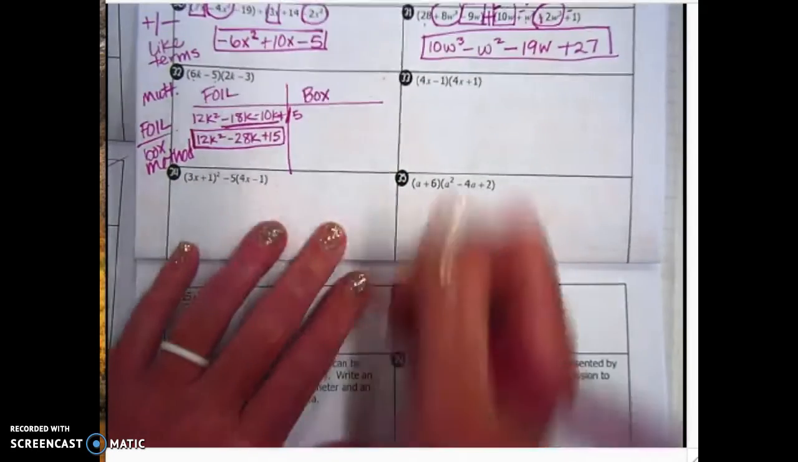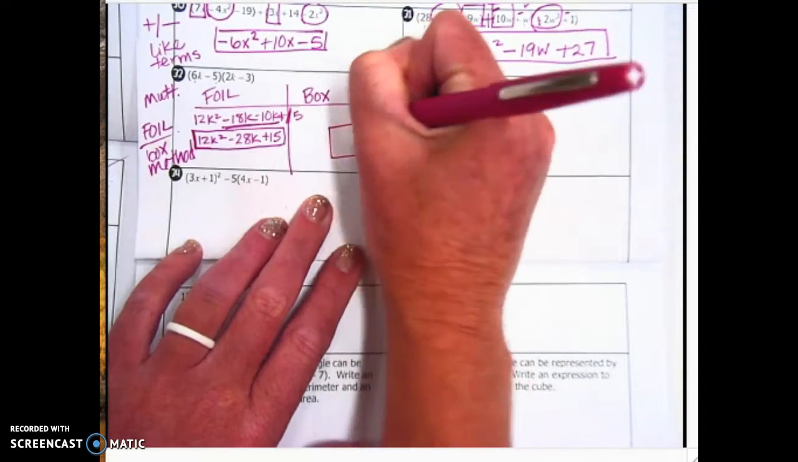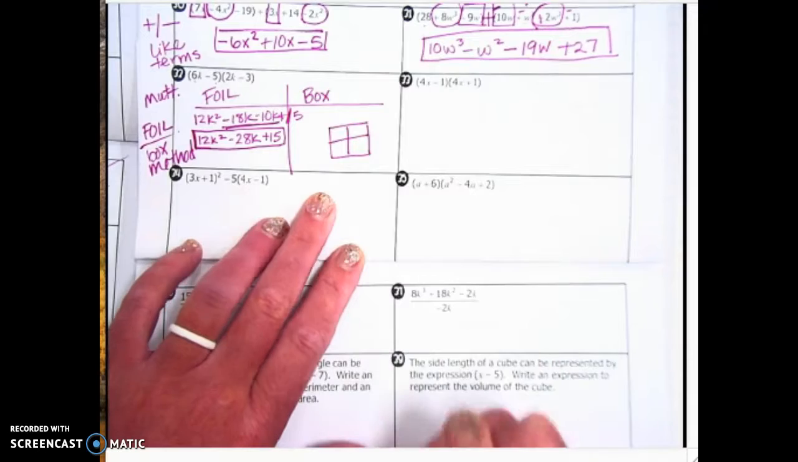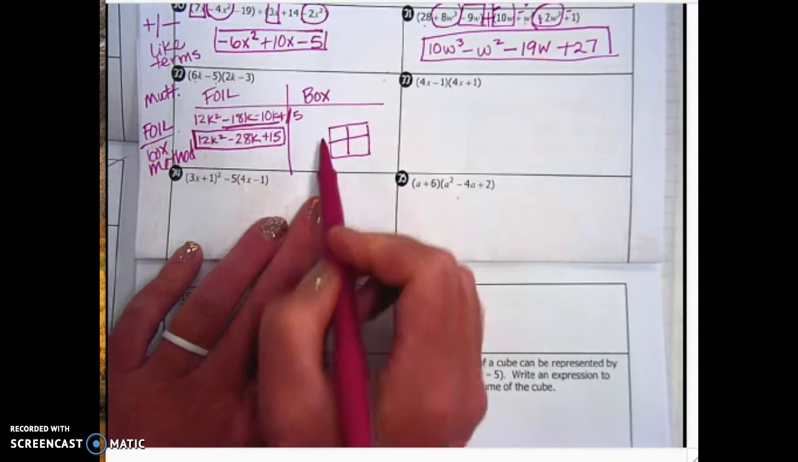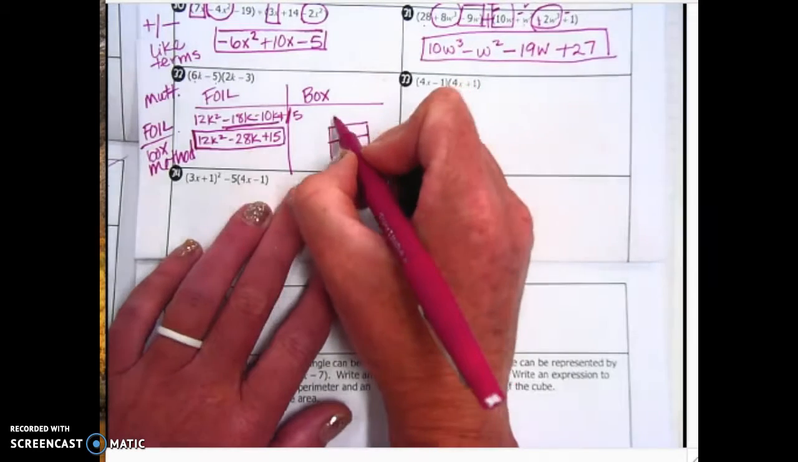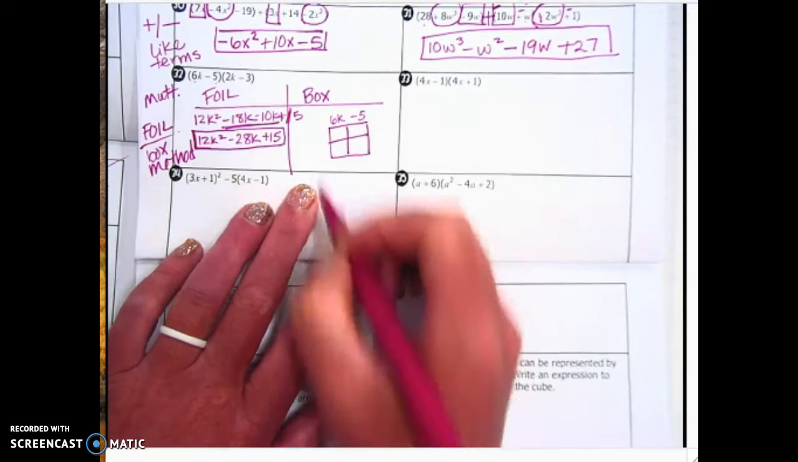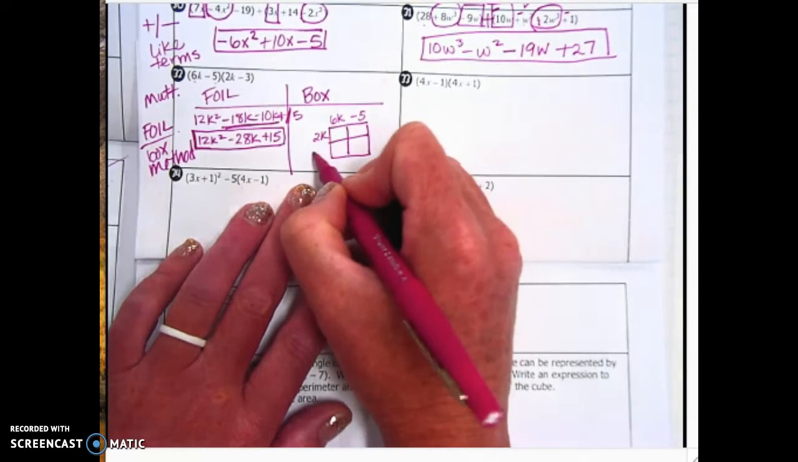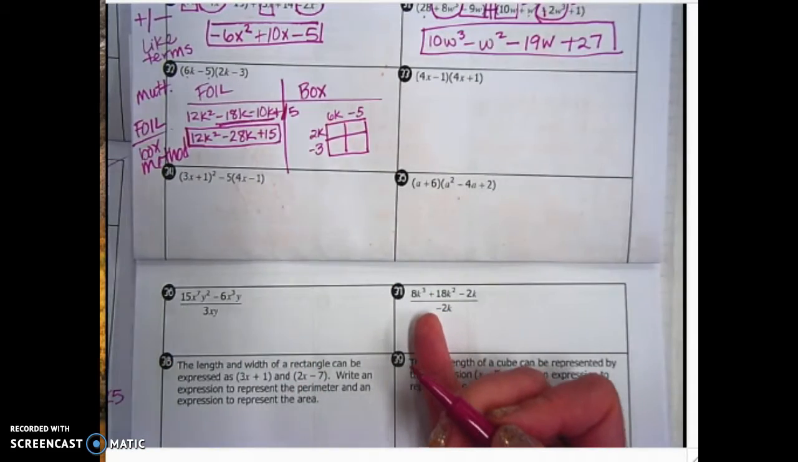Now let's look at the box method. So you're going to draw a little box. You're going to divide it into 4 parts like this. And you're going to write each of the binomials either along the left side or across the top. So I'm going to write 6k minus 5 across the top and 2k minus 3 on the side. Multiplication order doesn't matter, so it wouldn't matter which spot you put which.